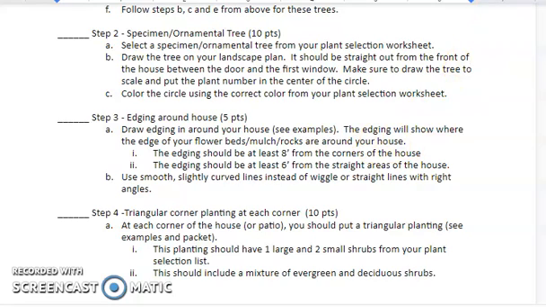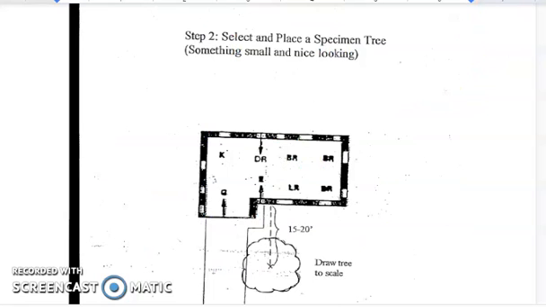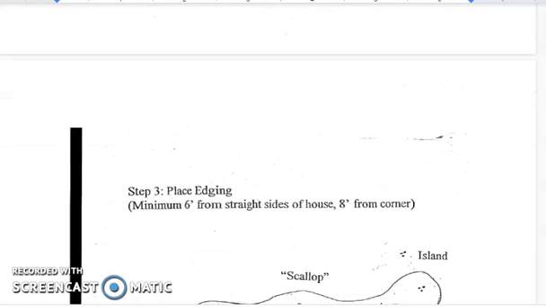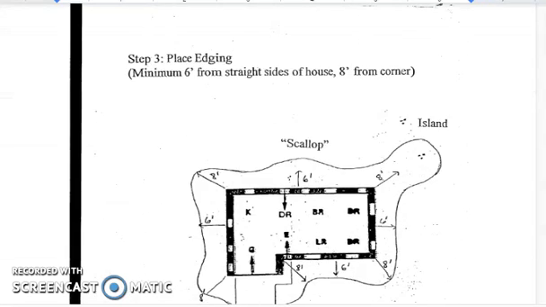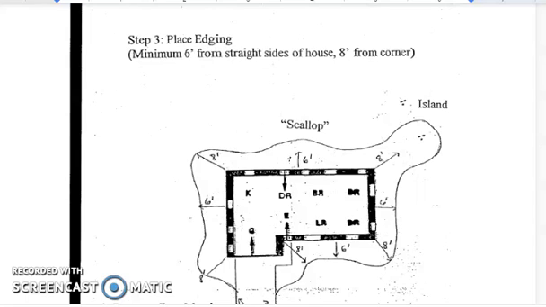Step 3 is going to be adding edging around your house. So let me flip back here. Your edging has to be 6 feet away from the straight sides of your house and 8 feet away from the corners. So you can see that's illustrated here. You've got a patio back here in your house. You should put your edging 8 feet from the corners, 6 feet from the patio. The edging is the edge of your flower beds. Inside this edging is going to be rocks or mulch, plant materials, things like that. So you can do yours kind of like shown here.